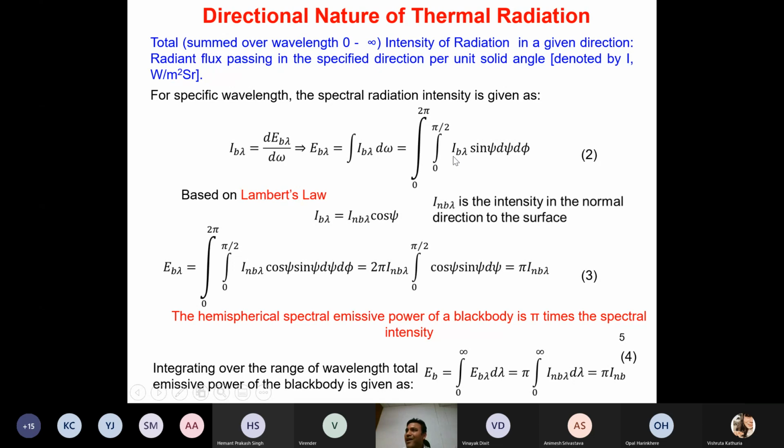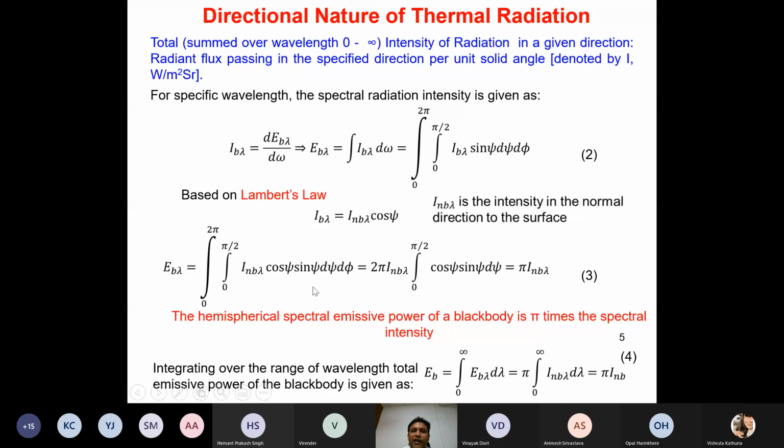So in this case, this Ib lambda, which is nothing but the spectral intensity of the radiation in any direction, can be represented in terms of spectral intensity in a normal direction. So that is given by this Lambert's law. So we can put it in this particular equation. So Ib lambda is replaced by Inb lambda cos psi. If you put it here, then this Inb lambda, this is constant. So this we can take it out. Also this d phi is varying between 0 to 2 pi, so that also we can take it out.